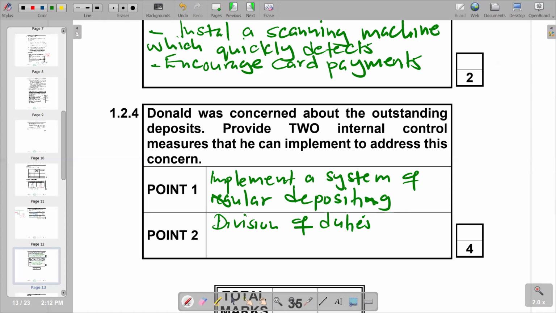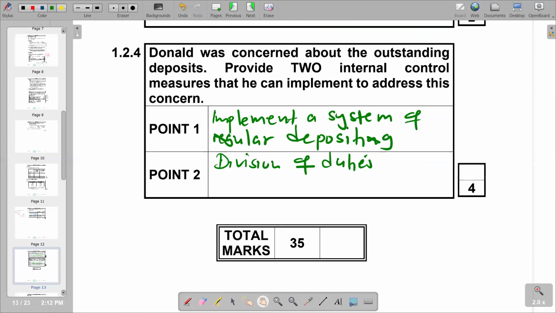So these are the points that we have according to the last part, and we can see that this is the last part. Our question has got 35 marks.